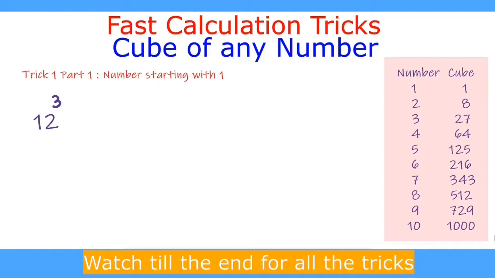In the second part of this trick, we will be learning finding the cube of numbers ending with 1, like 21, 31, 41, 51, 61, 71, 81 and 91. And in the third part, we will be learning finding the cube of numbers in which both the digits are the same, like 11, 22, 33, 44, 55, 66, 77, 88 and 99.